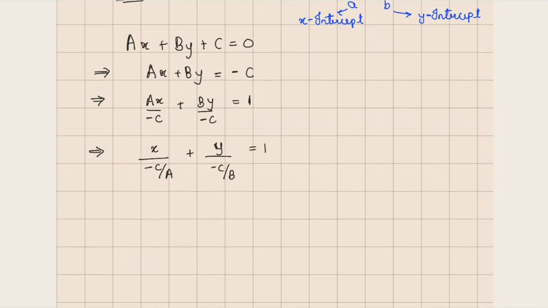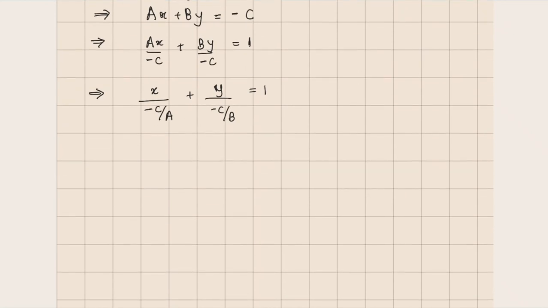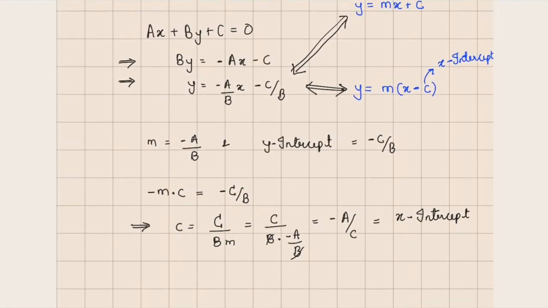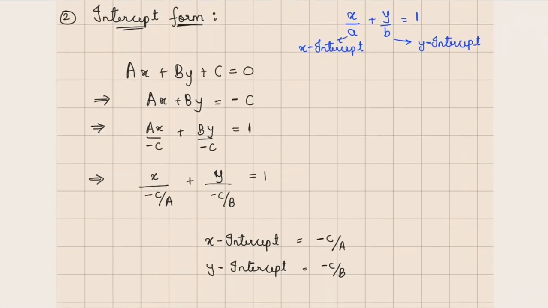If we compare this and the intercept form, we get x-intercept equals minus c by a, whereas y-intercept equals minus c by b. If you check with the previous form, we got the same answer. X-intercept is minus c by a and y-intercept is minus c by b. Here also we got the same. We should get the same. Now the third one is normal form.